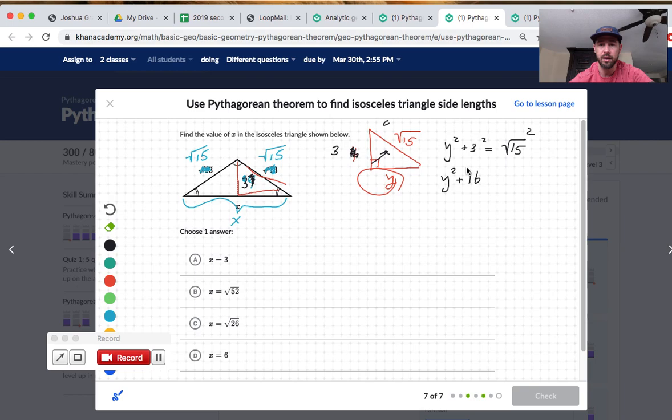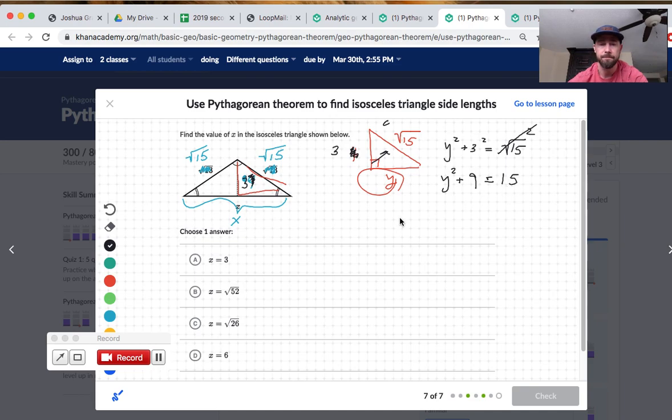Which means this guy's not going to be 16. He's going to be what? 3 squared is 9. Let's go back and make some changes. I'm sorry. When I'm making my own problems, it's hard to make it work on the fly. Equals, now this is when it gets a little tricky. When you square a square root, they both cancel. So this just becomes 15.